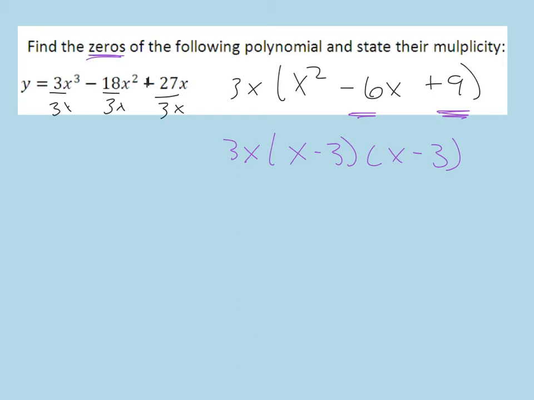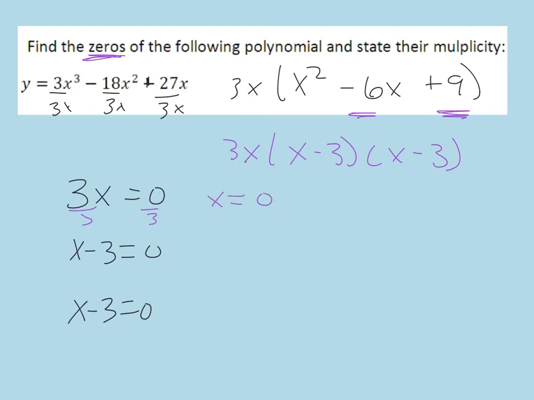Now when I'm finding my zeros, I set each one of those sections equal to 0 and solve. And I remember I have to say the multiplicity. For the first one, this would just be dividing by 3 on both sides, and 0 divided by 3, so x is equal to 0. This next one I have to add 3 to both sides, so x would be equal to 3. The last one I'm going to have to add 3 as well, so that means I have a multiplicity.